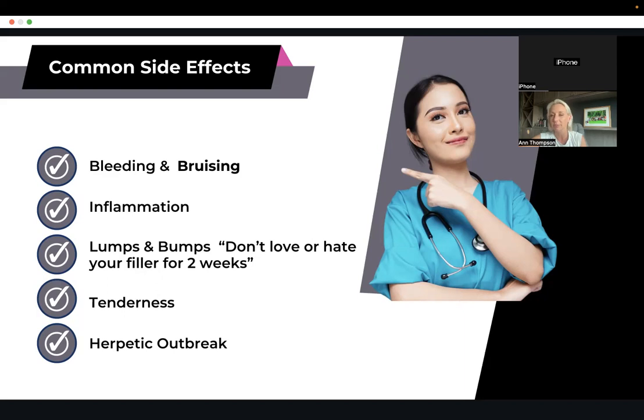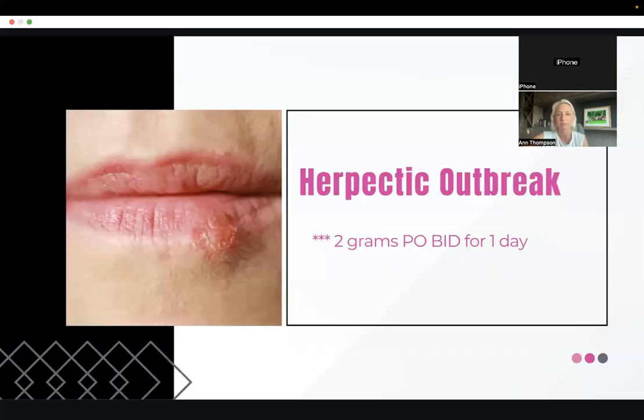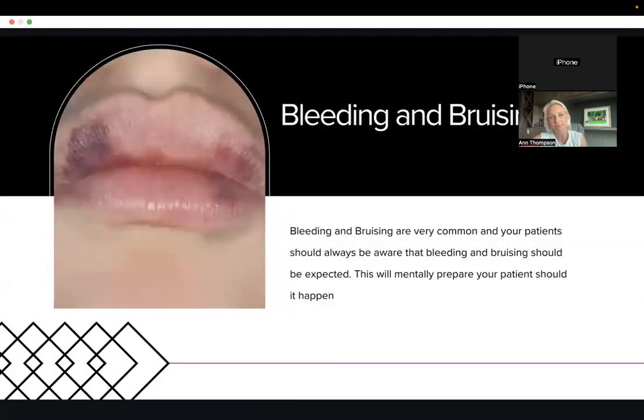You're going to feel some lumpiness and bumpiness that is normal and expected because they're going to be having inflammation. They're going to feel the filler. It takes time for that tissue to become integrated with that filler. If after 2 weeks they still feel a little bump, you can always just start having them massage twice a day whenever they brush their teeth. Have them do that for 2 weeks. If it's still there after that, then you can go in with some dedicated Hylenex and dissolve the little bump. Herpetic outbreak, 2 grams PO BID times 1 day.